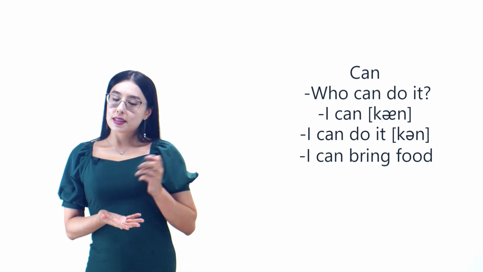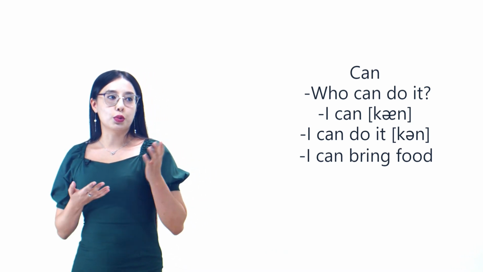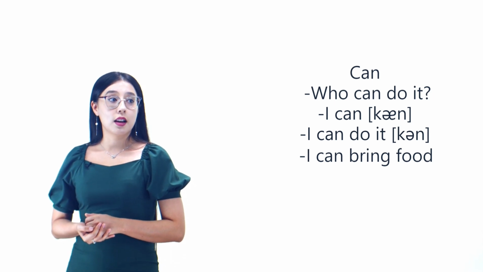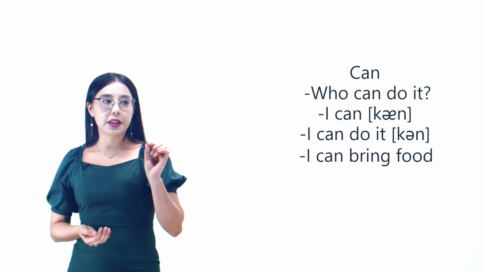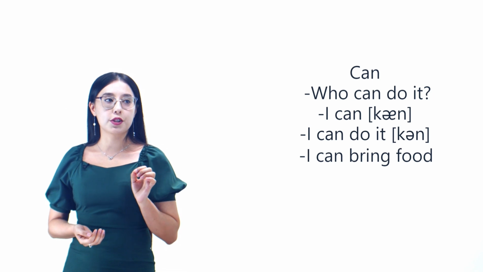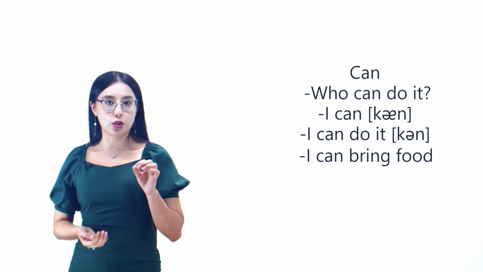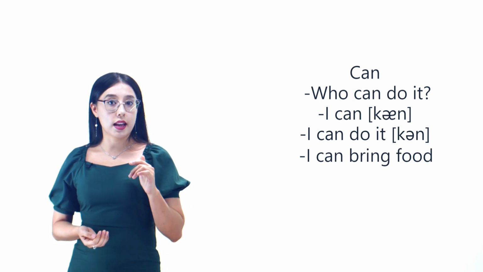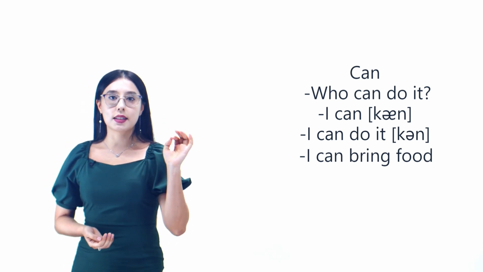Let's see some examples. So, we know the modal verb can. I will try to read these examples for you. Who can do it? I can. I can do it. I can bring food. If you paid attention, there is a big difference in pronouncing them. For example, who can do it? I have pronounced it like who can. Who can do it? Not can do it. And next one, I can. Next one, I can do it. Again, can, not can. I can bring food. Can bring food. I have pronounced it in two different ways, can and can.